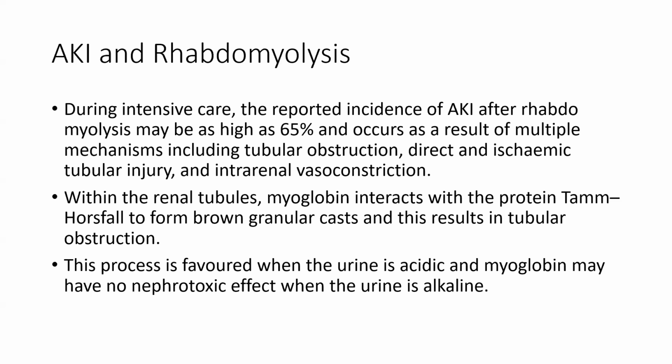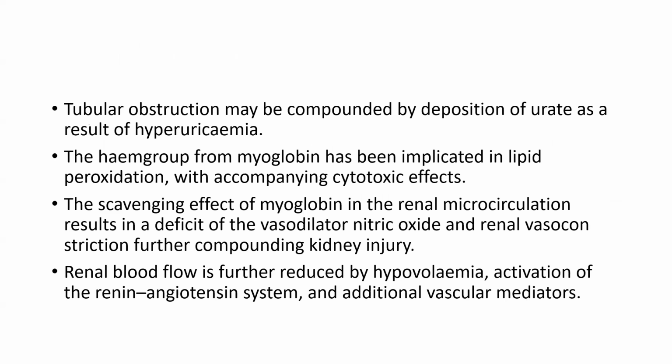This process is favored when the urine is acidic, and myoglobin may have no nephrotoxic effect when the urine is alkaline. Tubular obstruction may be compounded by deposition of urate as a result of hyperuricemia. The heme group from the myoglobin has been implicated in lipid peroxidation with accompanying cytotoxic effect. The scavenging effect of myoglobin in the renal microcirculation results in a deficit of the vasodilator nitric oxide, and renal vasoconstriction, which further compounds renal injury. Renal blood flow is further reduced by hypovolemia, activation of the renin-angiotensin system, and addition of vascular mediators.